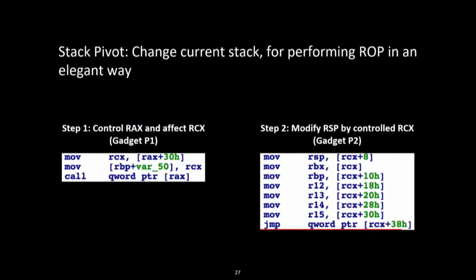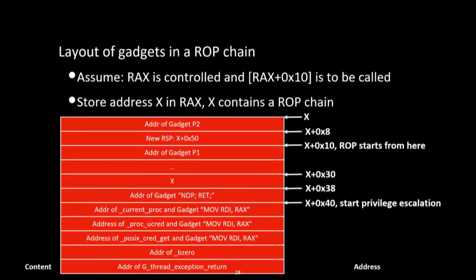The following gadgets are used in the stack pivot of this ROP chain. At the beginning, we use RAX to control RCX. Then we use RCX to control RSP, which is the stack pointer. So here is the layout of gadgets in a ROP chain. Note that RAX is controlled by us.